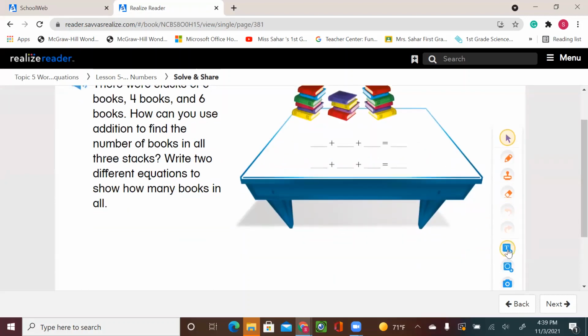So let's write our numbers down. So I'm gonna 6 and 4 and another 6. And I'm gonna put them here. Now I can circle the first two numbers, and I can add my first two numbers to make 10. So I know 6 plus 4 equals 10. 10 plus 6 equals, very good, 16.